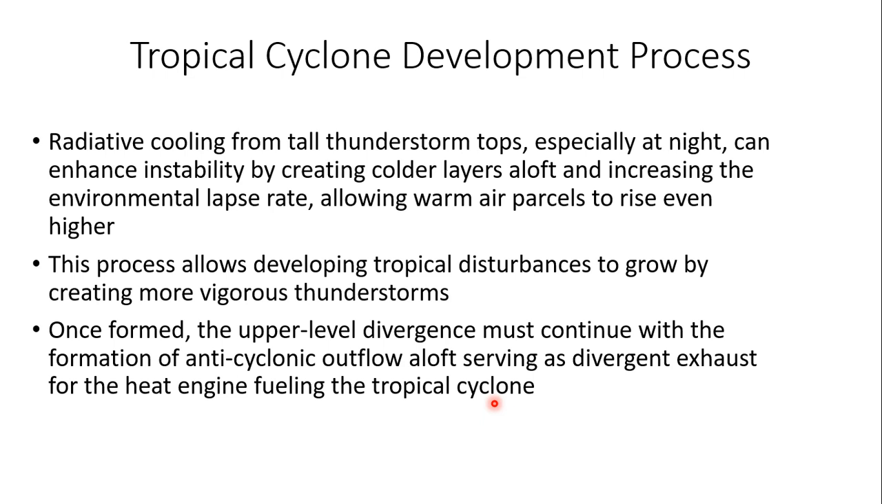We talked about other things when we talk about the development process, how cloud tops tend to give off cooling, tend to cool the surrounding environment, especially at night in the tropics, which tends to enhance the instability. It creates colder environmental temperatures or layers aloft, and this is going to increase or steepen the environmental lapse rate. That's going to allow those warm air parcels to become more positively buoyant and want to rise even higher in the atmosphere. This generally results in more vigorous thunderstorms. If you look at enhanced infrared satellite imagery at night and you see a pulsing nature to tropical disturbances, that's exactly what's going on. So that's something cool to think about.